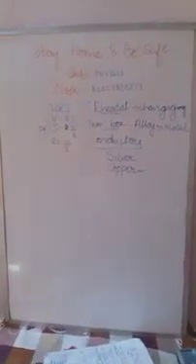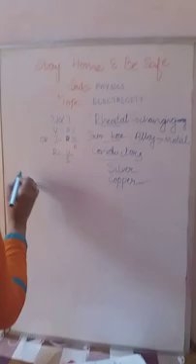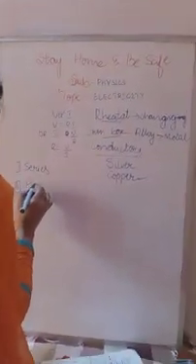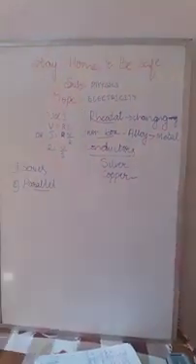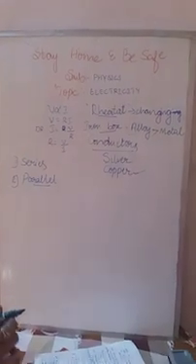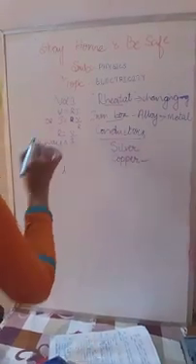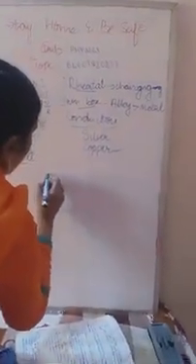We have to know how the resistors are connected in the circuit. There are two ways to connect the resistors in a circuit. One is called the series arrangement and the other is called the parallel arrangement. Series arrangement means the resistors are connected in a series like that.